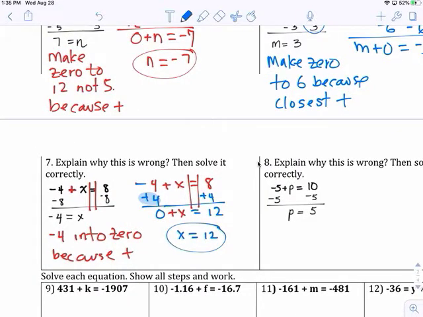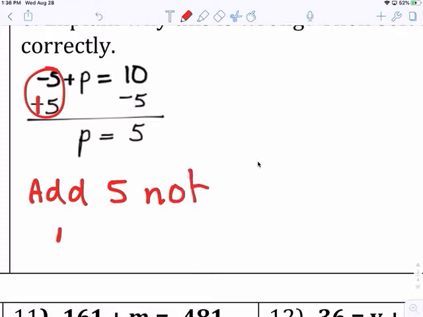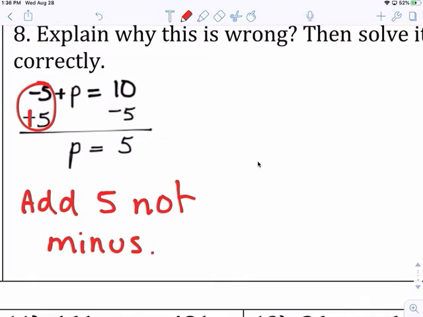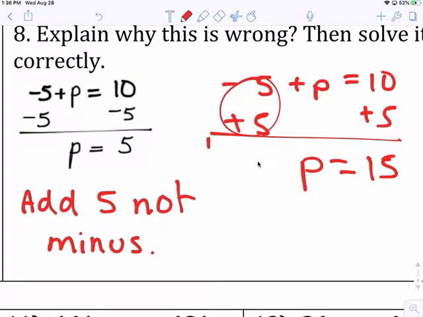Okay? Now, here, they tried to make 0 on the correct side, but this is not 0, that's -10. So they should have added 5, not minus. Okay. So if you have -5 plus p equals 10, you should have added 5, add 5. P equals 15. Okay?